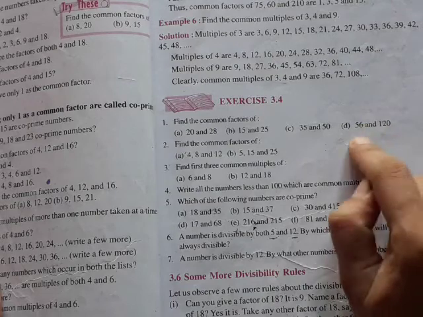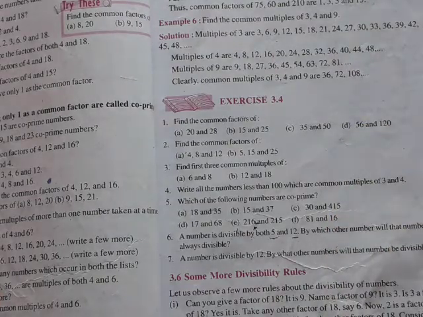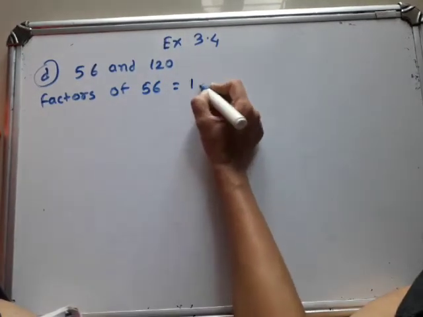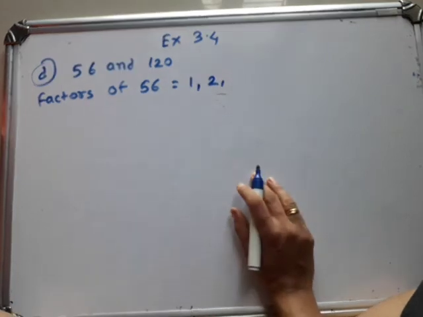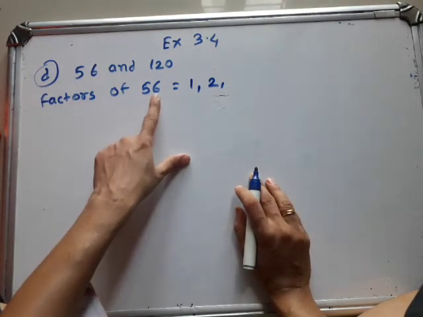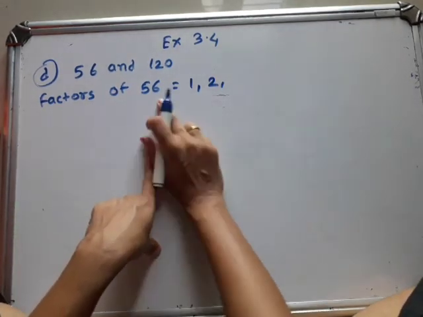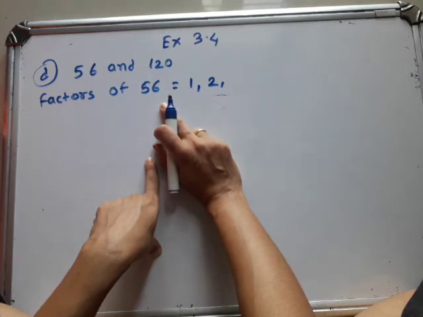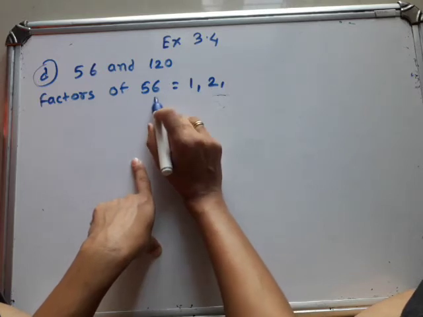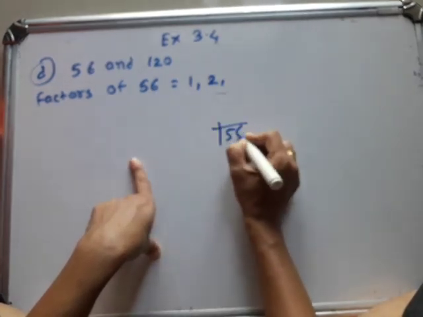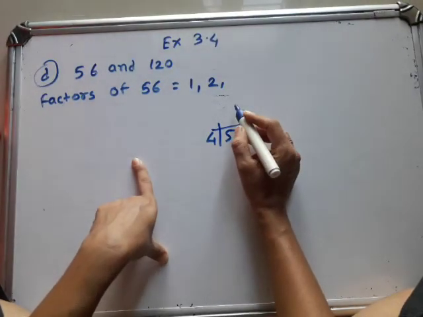See here, the last question. Factors of 56: 1. This is an even number, so 2 will also be a factor, because the ones place is 6. So 2 also divides 56. Now you know the divisibility rule, you have to use it here. 5 plus 6 is 11. 11 is not in the table of 3, so 3 will not be a factor. Then check 4: if the last two digits are divisible by 4, then the given number divides completely.